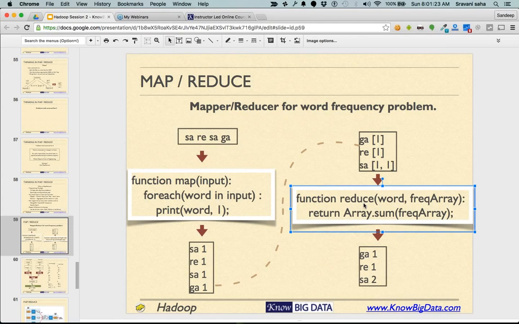Now this reduce will run on key and array. So ga will go as a word while executing the reduce function, and this array will go as the second argument. The reduce function can do anything it wants. For example, here it's saying array.sum and passing this frequency array, which is basically summing up the values of the array. So the output of reduce is ga1 ray1 sa2. Is this diagram clear to everyone?